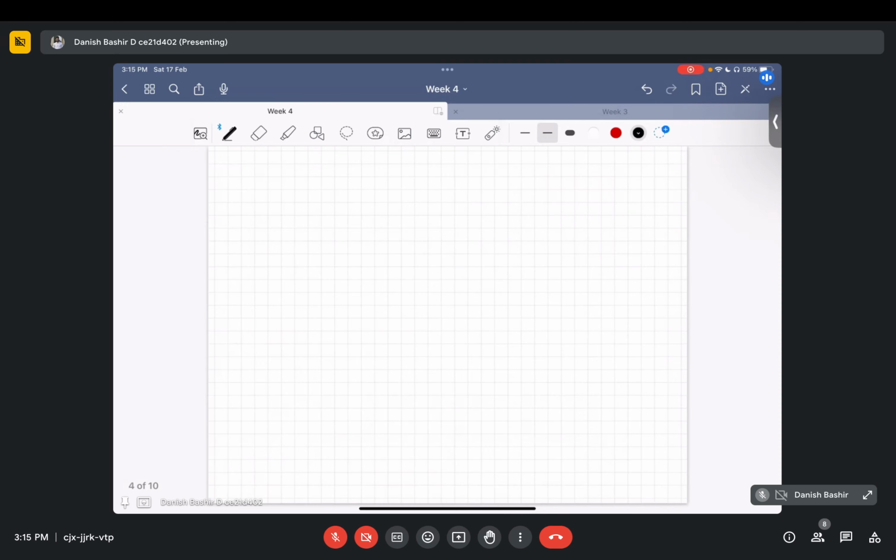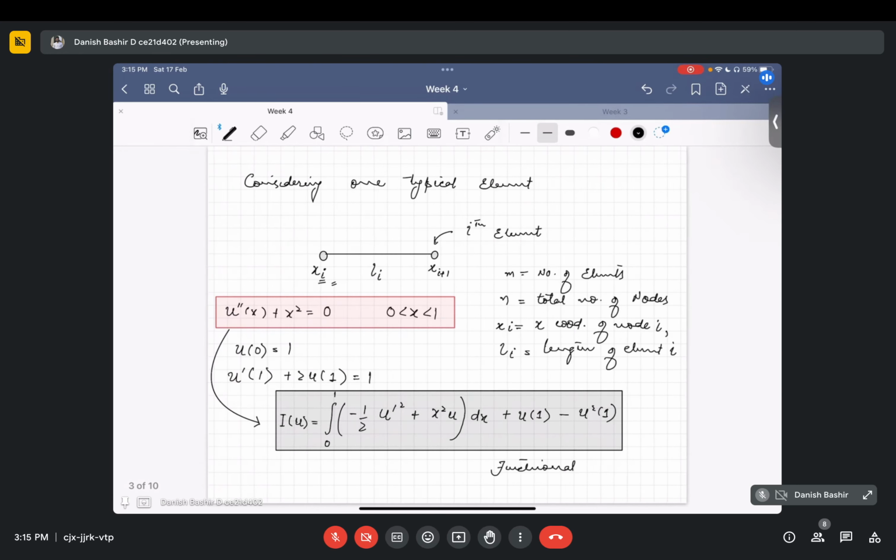So for this typical element, we will assume a linear polynomial as trial solution over the element. Okay. So for this element again, I will be needing it everywhere, so I will be taking it.